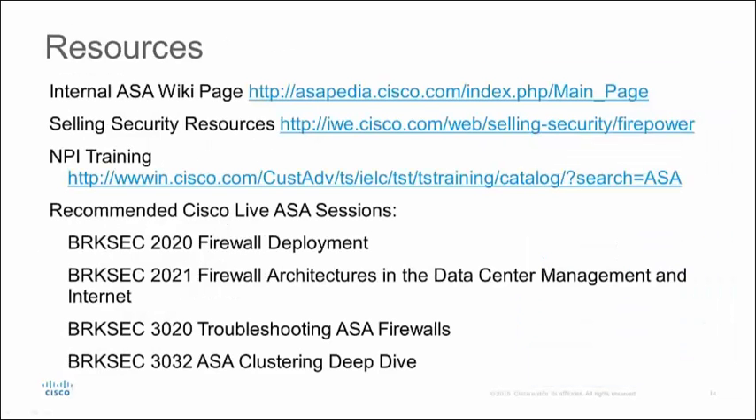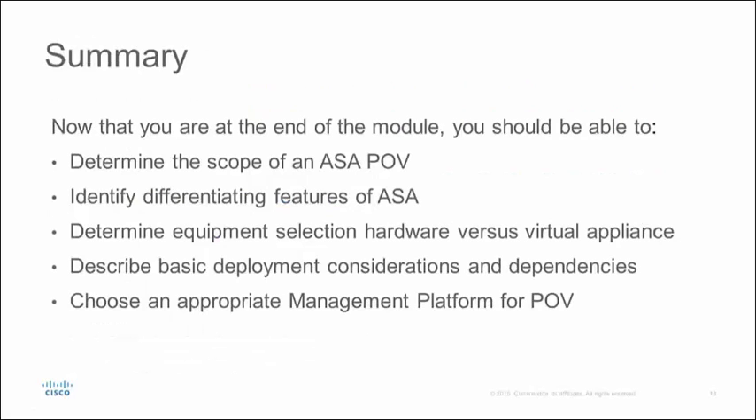If you want more details about anything that was discussed in today's training, please refer to these additional resources as well as the configuration guides on Cisco.com. Now that you're at the end of this training module, you should be able to determine the scope of an ASA POV, identify differentiating features, determine equipment selection regarding hardware versus virtual appliances, describe basic deployment considerations and dependencies, and choose an appropriate management platform for your POV.